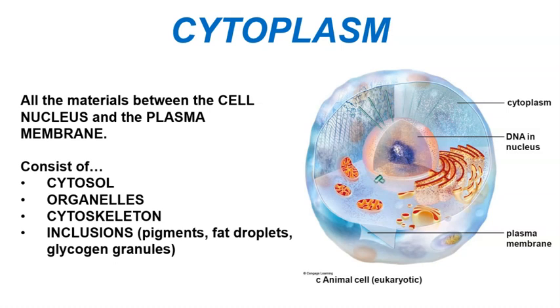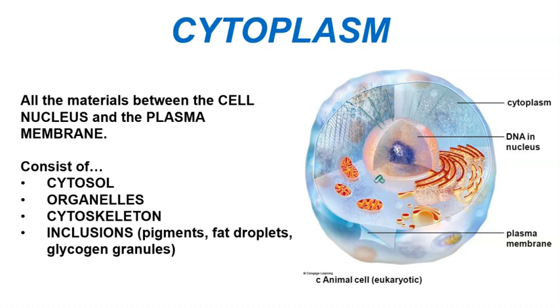In our last segment for Module 2, we'll examine the structures that are inside of the cell. The cytoplasm is going to represent all of the cellular materials and substances that are located between the plasma membrane and the nucleus of the cell. These materials consist of the cytosol, the organelles, the cytoskeleton, and any inclusions.